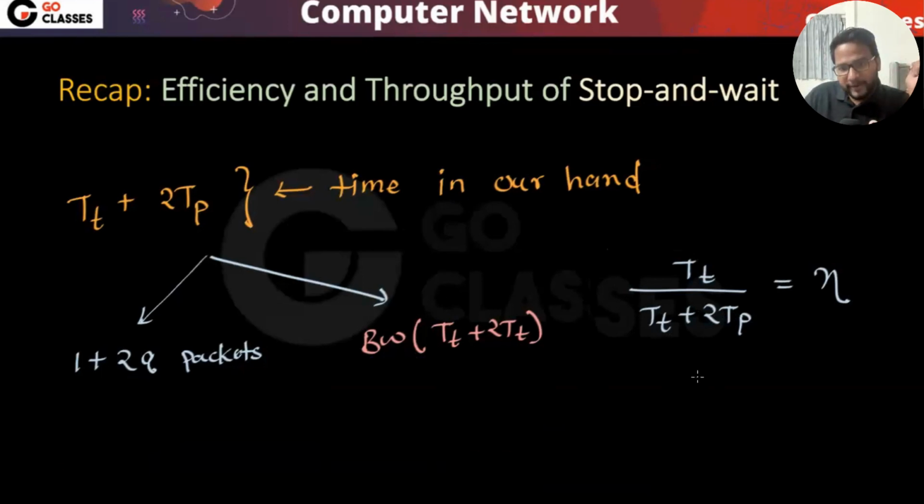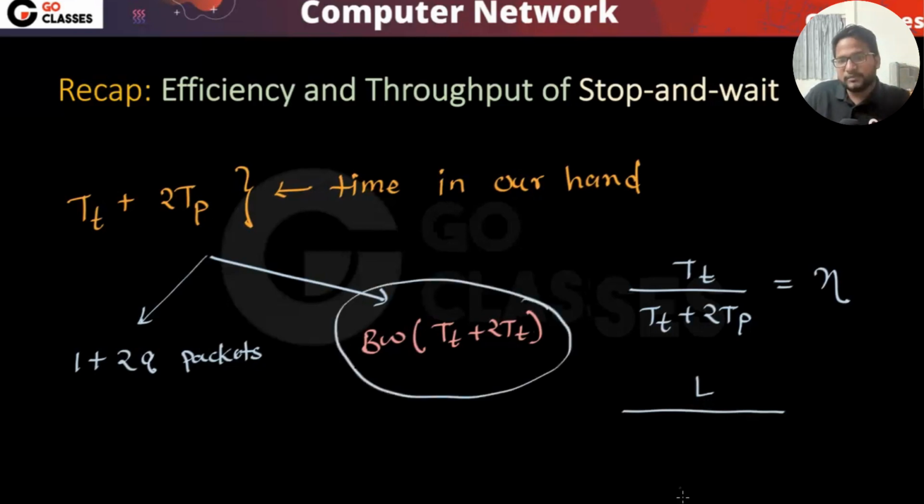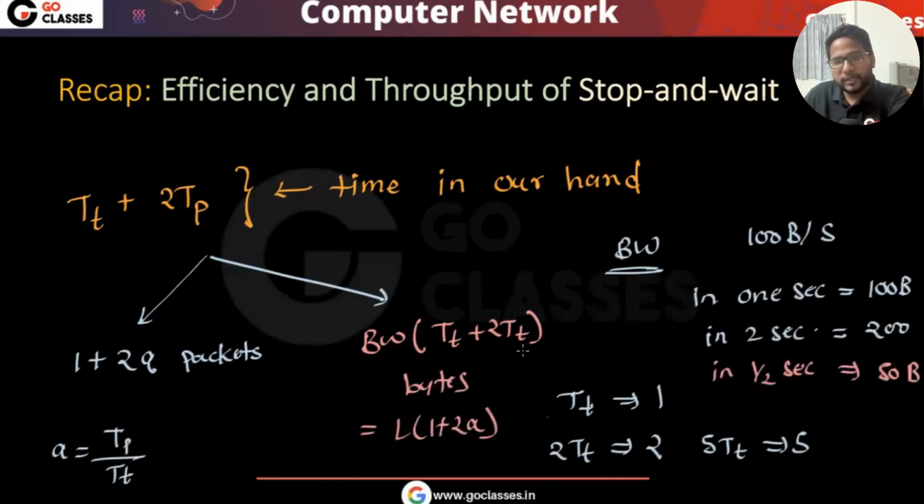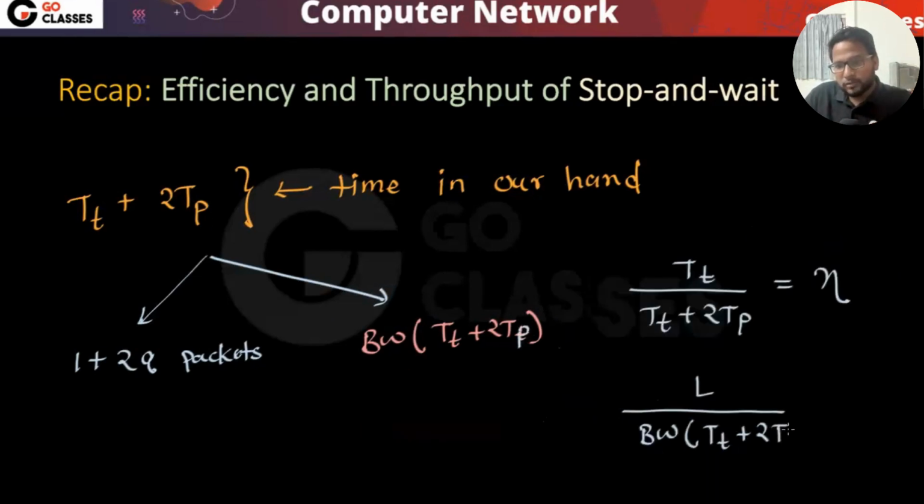Just one packet, right? L bytes you are sending, out of what you could have sent if in that much time. You could have sent bandwidth into TT plus 2TP. These many bytes you could have sent, and you are sending these many bytes only. So that's also the efficiency.